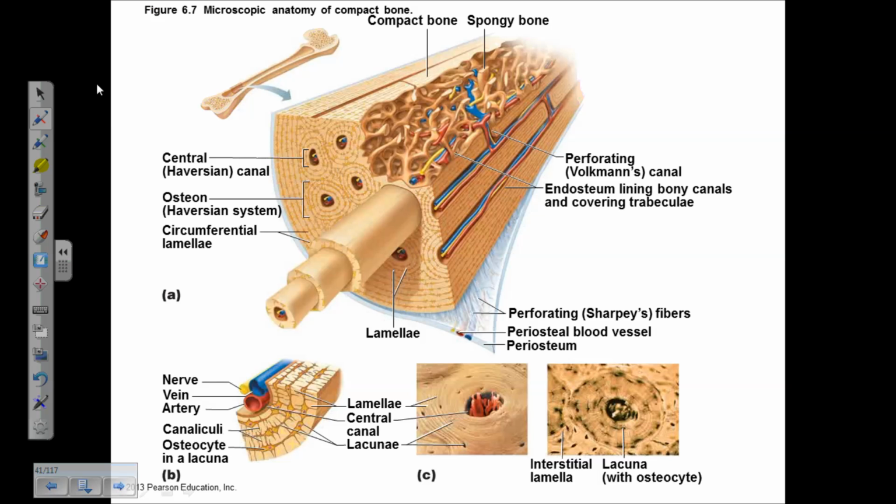Here's going to be your osteon, or Haversian system, with a central canal or Haversian canal inside. Those are perforating or Volkmann's canals, and these are lamellae of the Haversian system. You can also see them in this microscopic picture. Between lamellae, you can see lacunae and osteocytes in the lacunae. Can you see those? And lacunae are connected by canaliculi.